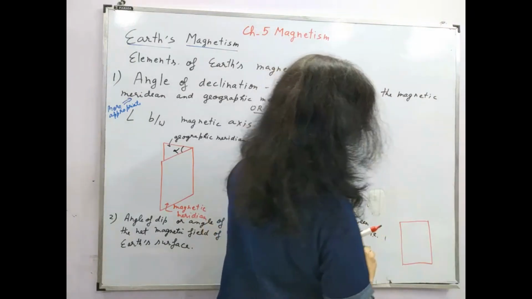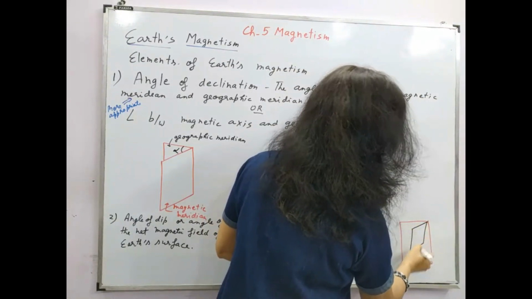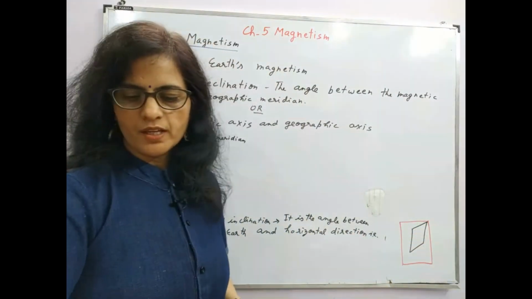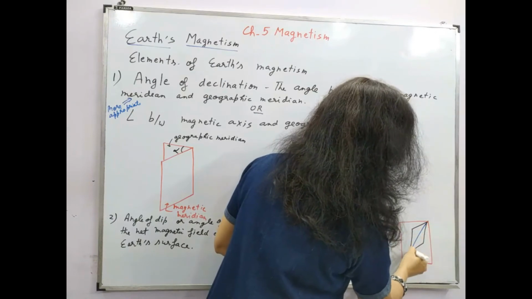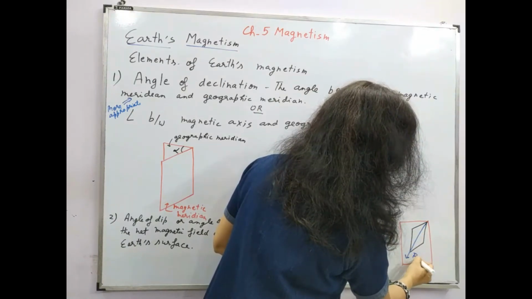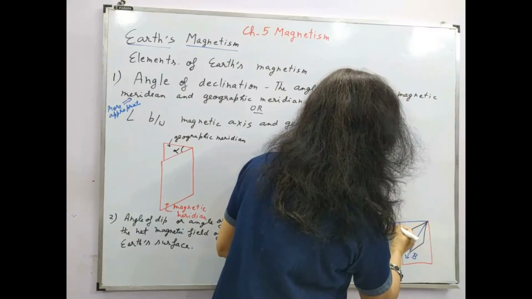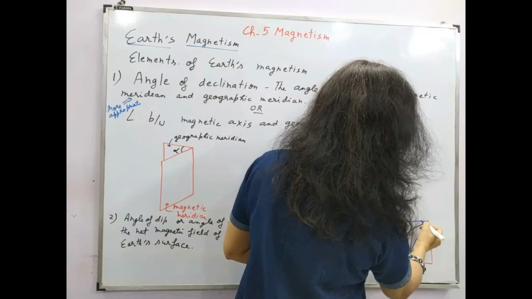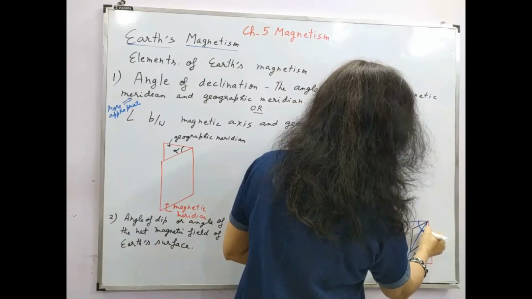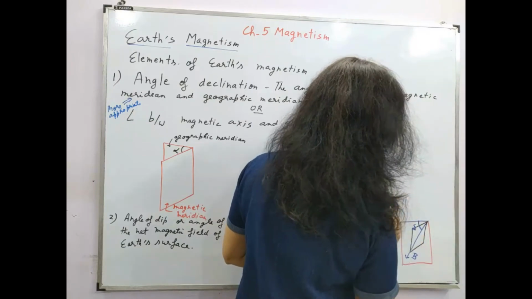your magnetic compass needle directs, this is the direction of the net magnetic field. So I can say that this is the direction of net magnetic field of earth and this is the horizontal direction. So the angle between these two, this angle is called the angle of dip, right?